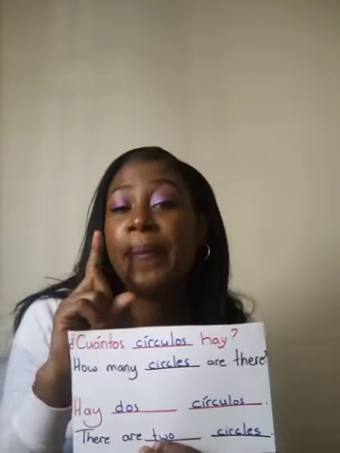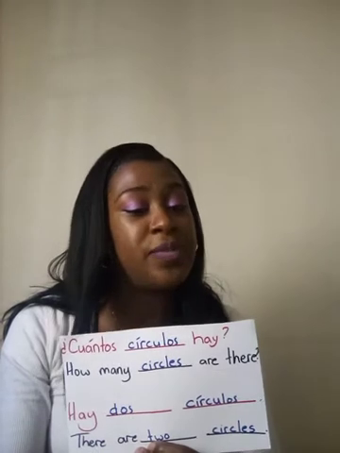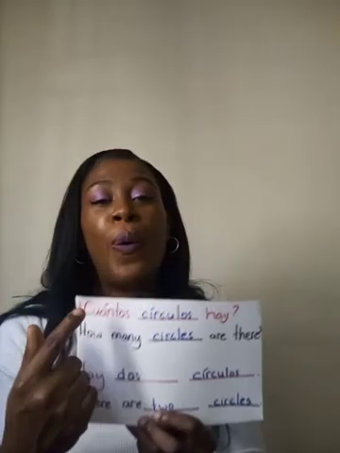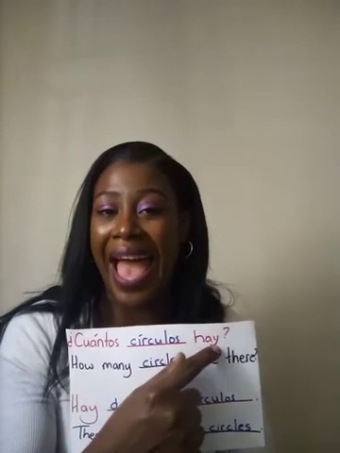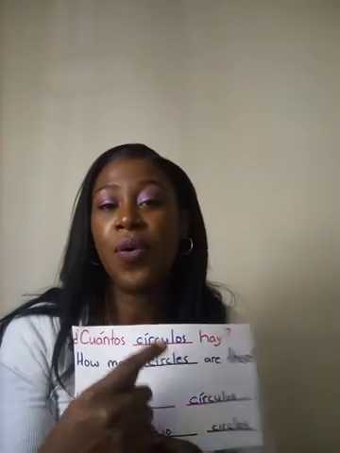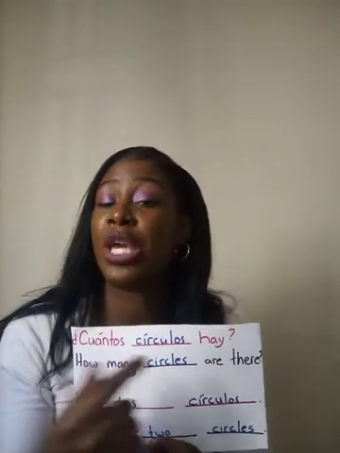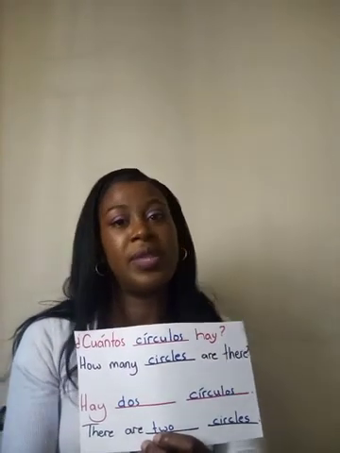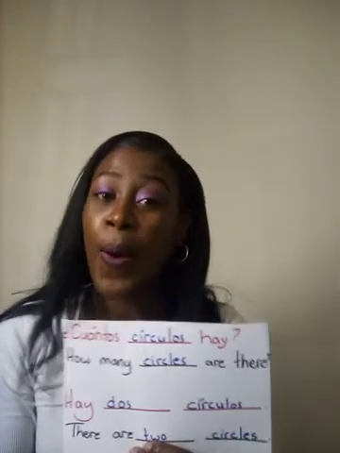Y un ejemplo más, one more example. Let's pretend there are 13 ovals. So let's ask, ¿Cuántos óvalos hay? How many ovals are there? And because there are 13, we would say hay 13 óvalos. Hay 13 óvalos means that there are 13 ovals.